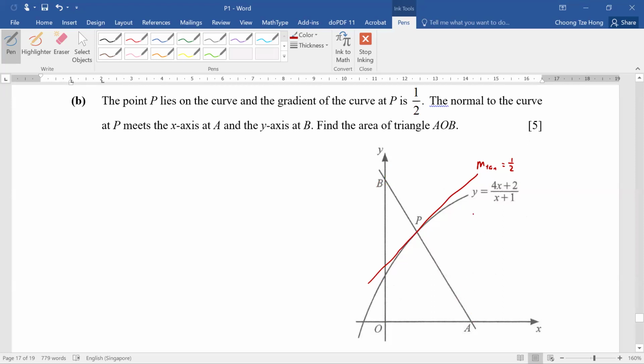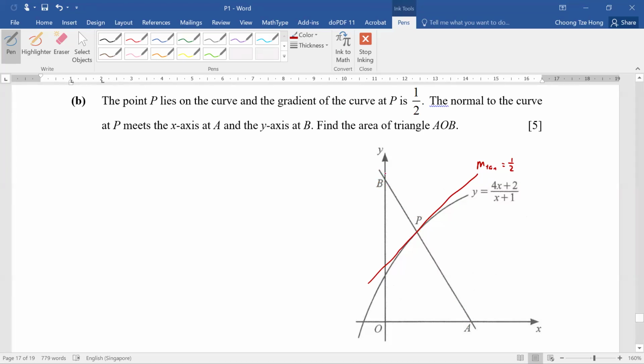All right, so in order to find the coordinates of point A and B, what we can do is we can try to find the equation of the tangent, okay, or the line AB, and then once we have the equation of the line AB, we'll be able to find the coordinates of A and B easily. Because A is on the x-axis, so the y coordinate of A is 0. B is on the y-axis, so the x coordinate of B is 0. Okay, so let's now try to find the equation of the line AB.